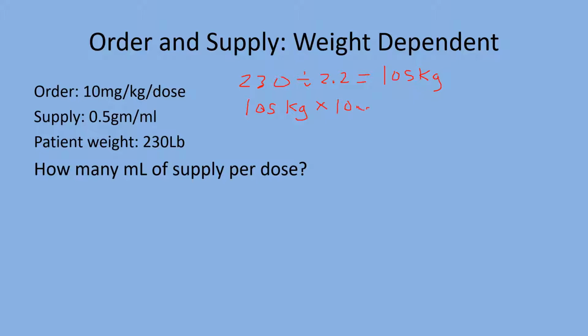In this case, it's 10 milligrams. So they need 1,050 milligrams per day. All right, so how much drug would you give them? About 500 milligrams per milliliter. Yeah, so change that to 500 milligrams. So your order is 1050. Your supply is 500. Yeah, about 2.1 mLs to deliver. Pounds to kilos, kilos times order, and then order and supply.